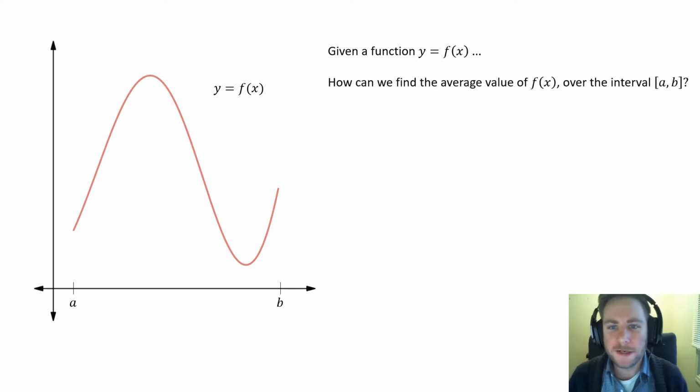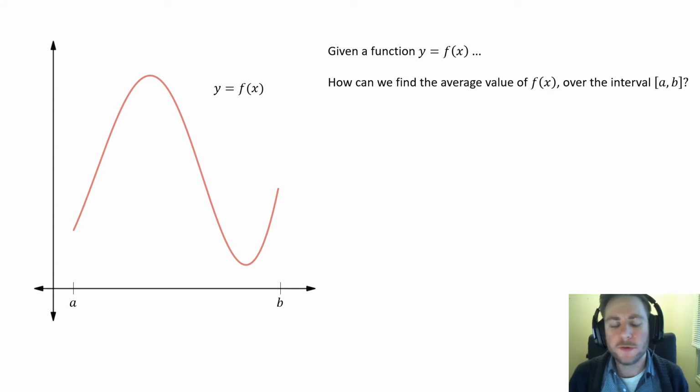How can we find the average value of f of x over this interval which starts at x equals a and ends at x equals b? First of all, I want to clarify what I mean when I say average value. So keep in mind that f of x is another name for the y value. So when I say the average value of f of x, that really means the average y value among all the points on this curve.